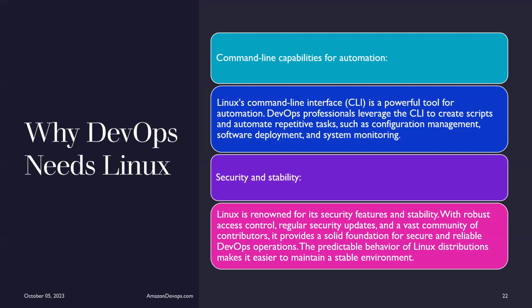Security and stability. Specifically CentOS, which is a distro of Linux. They are renowned for their security features and their stability. They have, of course, robust access control. Regular security updates are always done by the developers. And they have a vast community of contributors and volunteers that continue to improve the Linux operating system and also continue to make the Linux operating system secure, reliable, and a very favorable choice for DevOps.